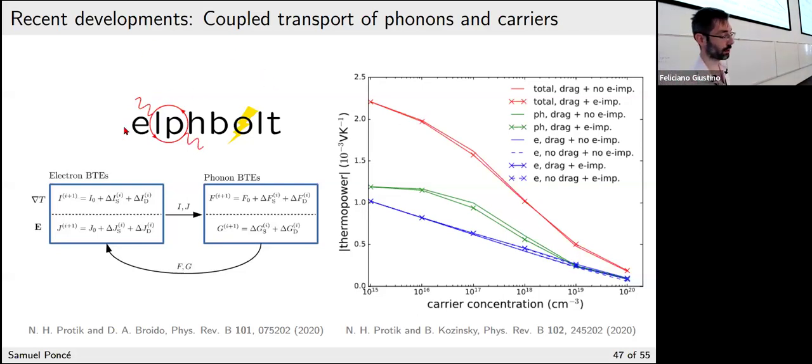And so the Helf-Bolt software by Nakib Protik basically describes the linked Boltzmann transport equation. Because, of course, the electron population will change, and then the phonon population will change, and those will interact with each other, and you can solve this self-consistently. And so what it gives you access to is things like phonon drag and thermopower, and this is what you see here.